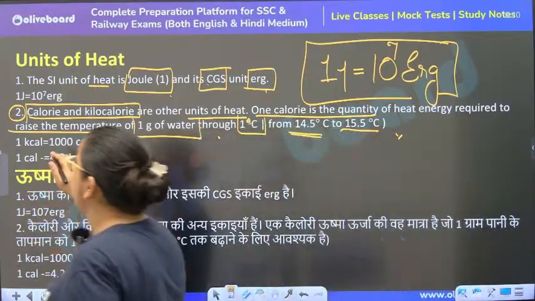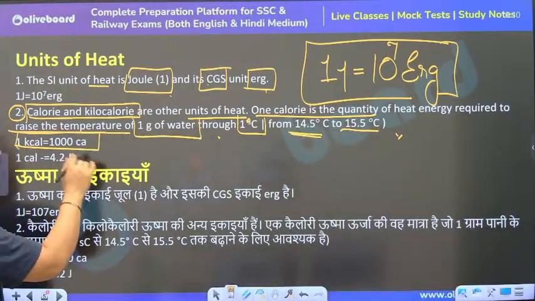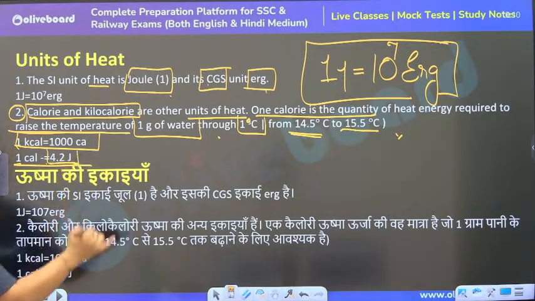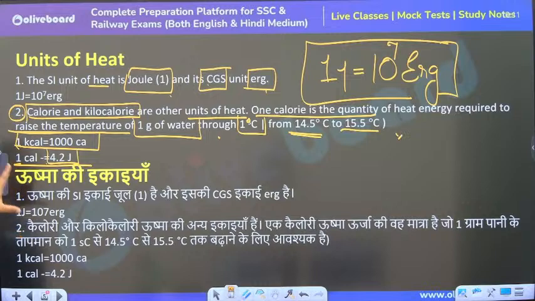Sometimes they can ask you a question: 1 kilocalorie is equal to how many calories? Simply 1000 calories. 1 calorie is equal to 4.2 joule. Very important data in this section.